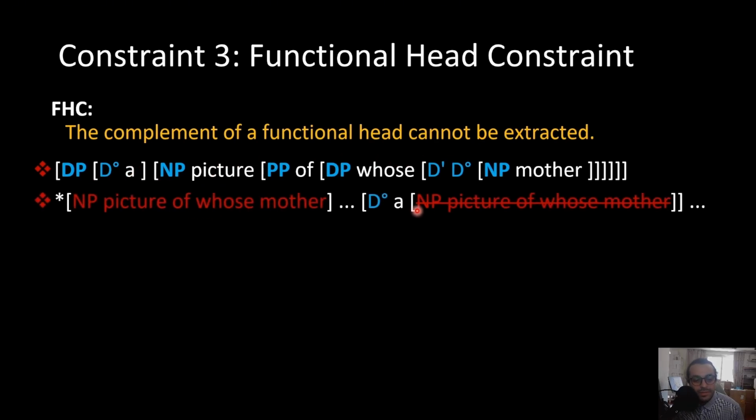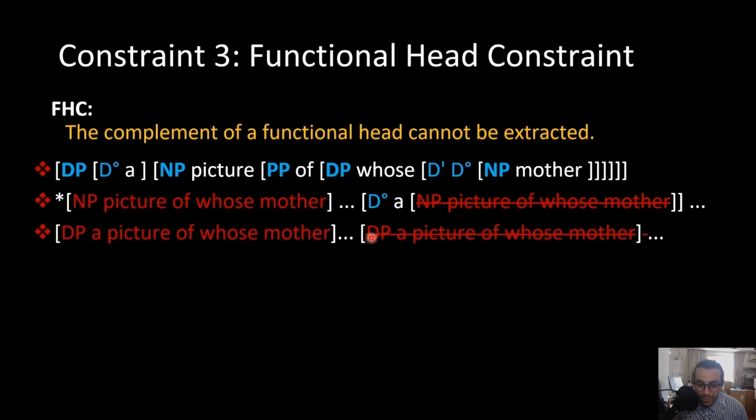If you move the complement, so this is the sentence as we had it before, a picture of whose mother, we're only going to take the NP, the complement of the head D, or the functional head, and move it. We end up with stranding: picture of whose mother. It doesn't work. However, if we include the whole thing, remember Chomsky's analysis where he said you need to move the smallest constituent that would yield a grammatical sentence. If we do that, we move to the bigger category and include the functional head. If we include the functional head, the movement targets the whole DP, picture of whose mother. In this case, it's fine.